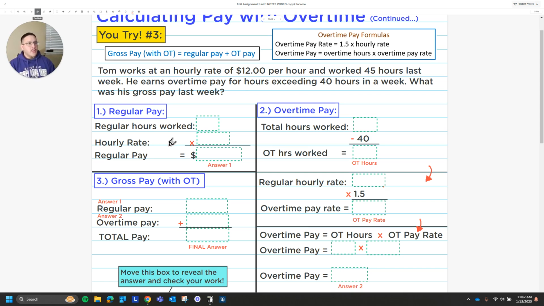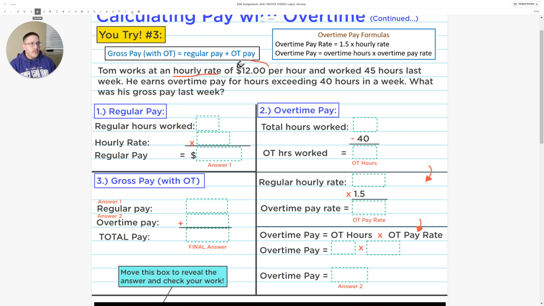Tom works an hourly rate of $12 per hour and worked 45 hours last week. Since it's over 40 hours, we know overtime is going to come into play here. He earns overtime pay for hours exceeding 40 hours in a week. What is his gross pay last week? Well, we can skip a step, and we can figure out how many overtime hours he has by doing 45 minus 40, which is 5. So again, 45 minus 40, we have 5 overtime hours.